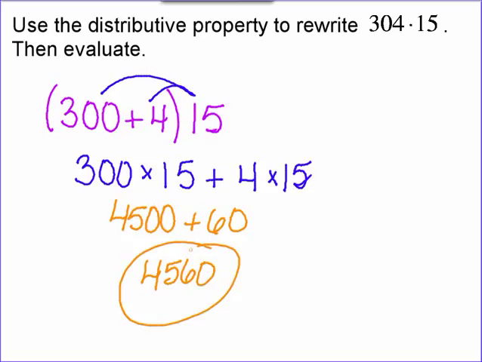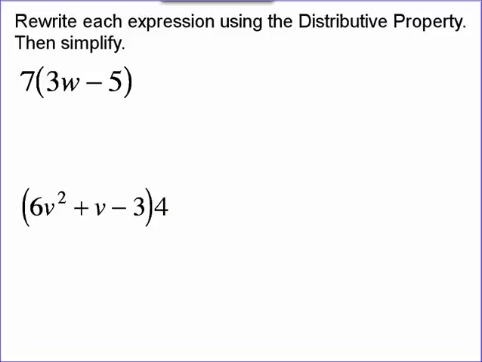Think you can handle that? That's going to be the first part of your assignment. Basically start with the biggest number, rewrite that using 2 different numbers. Let's look at the next part. Rewrite each expression using the distributive property, then simplify.